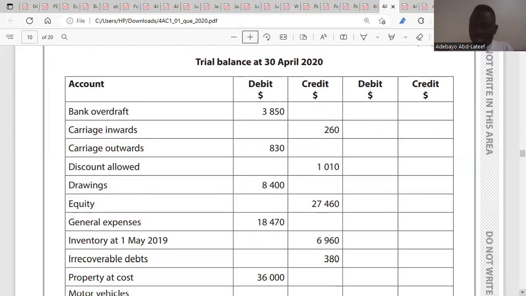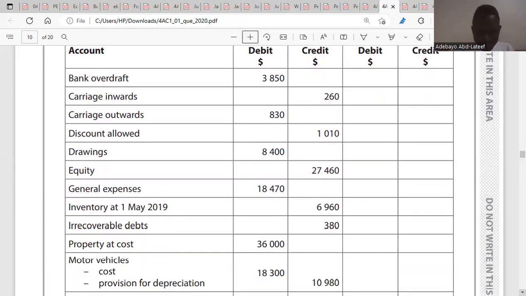Discount allowed on the debit side. Drawings on the debit side. Don't worry, I have them. Equity is the same as capital. It's going to be on the credit side. General expenses on the debit side. Inventory at May 2019 on the debit side.